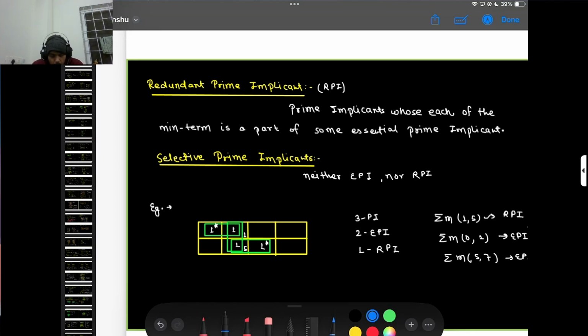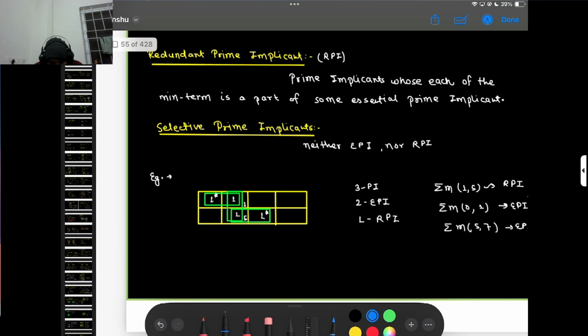Now it is redundant prime implicant. So RPI, prime implicant whose each of the min term is a part of some essential prime implicant. So here this is my prime implicant, and this is, I think this is redundant implicant. So RPI is here one, and two API, two essential prime implicant, and PI is one prime implicant, two prime implicant, and three PI.